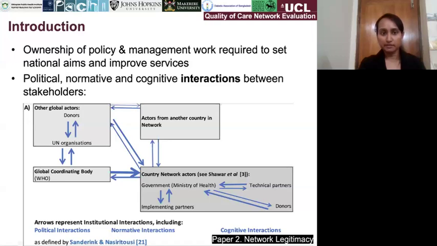What we tried to look at specifically in this paper was who takes ownership of strategies in each country and how well QCN's work is integrated into the country's healthcare system, since ownership of policy and management work is required to set national aims and improve services. We also explored how different groups at global, national, and local levels interact within QCN. To do this, we looked at political, normative, and cognitive interactions between stakeholders. In the figure you see here, the arrows represent the institutional interactions. You have already heard about the institutions from Tim's presentation, so I'm not going into detail. Next slide, please.